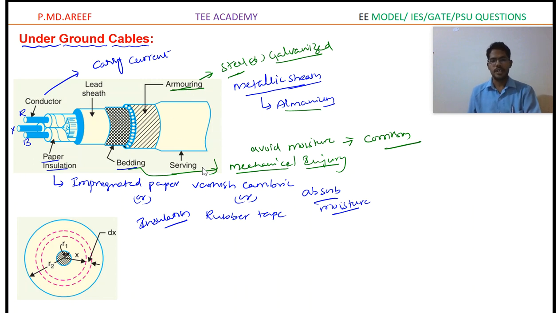And finally, serving. Serving is made up of materials like jute, which are fibrous materials.